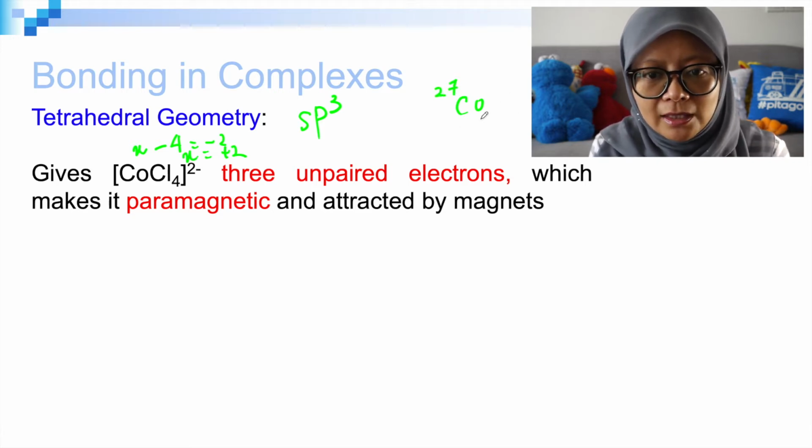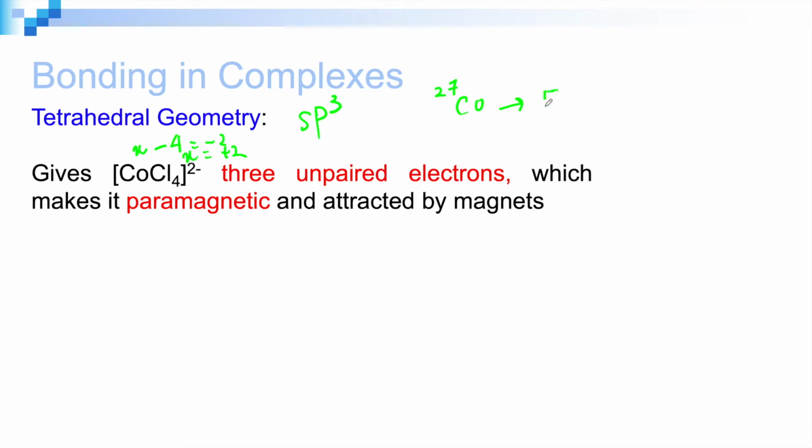The electron configuration for cobalt is Ar 4s2 3d7. So 18 plus 2 plus 7 is 27, and then we need the cobalt 2+. So the electron configuration for cobalt 2+ is Ar 3d7. This cobalt 2+ has 3 unpaired electrons, which makes it paramagnetic and attracted by magnets.